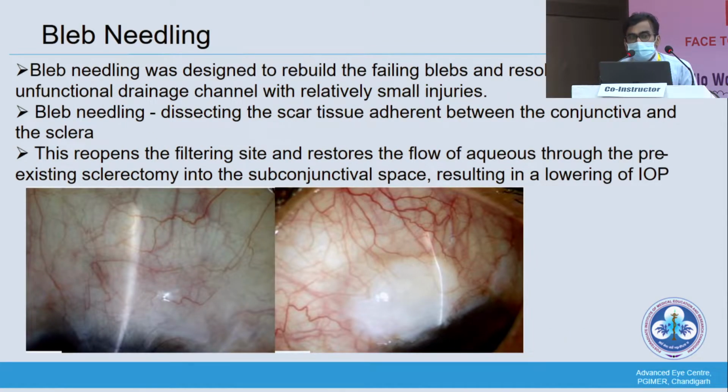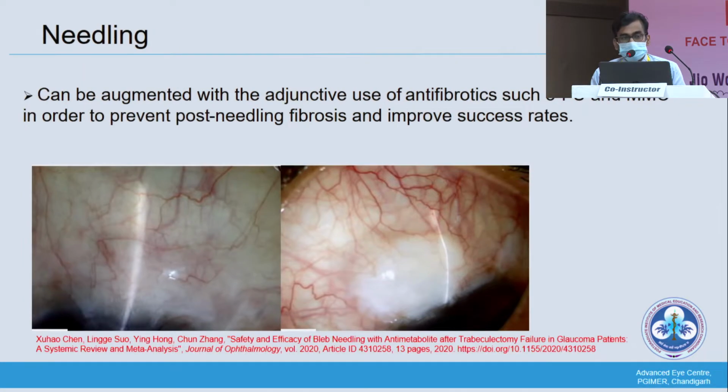So bleb needling is a method to dissect the scar tissue adherence between the conjunctiva and the sclera. This reopens the filtration site and restores the flow of aqueous through the pre-existing sclerectomy into the subconjunctival space, resulting in a lowering of IOP. It can be augmented with adjuvants like 5-fluorouracil and mitomycin C in order to improve the success rate.